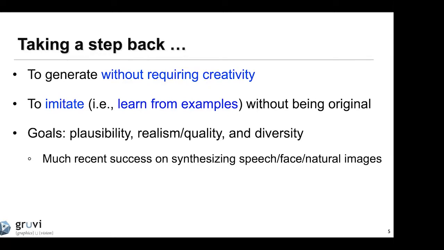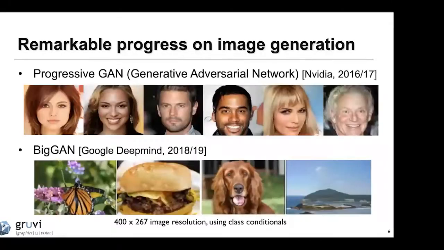And the goal here is to generate shapes that are plausible, have good quality in terms of realism, and also have diversity. So now deep learning is so popular and has made so many advances. In particular, there have been a lot of recent successes on synthesizing speech, faces, or natural images. So here are just some of the examples. They are not even the state-of-the-art results that show amazing results on image generation.